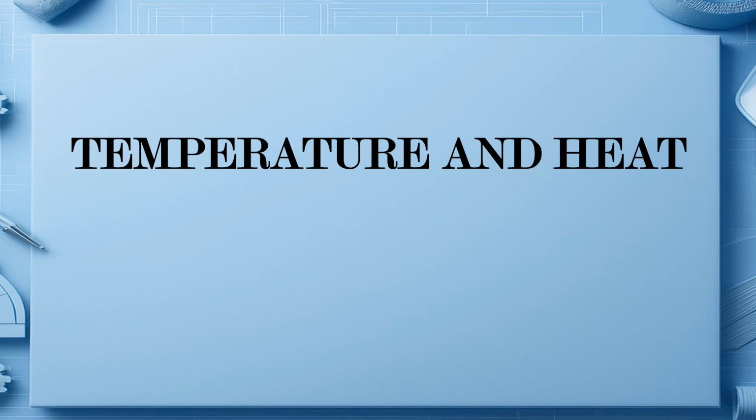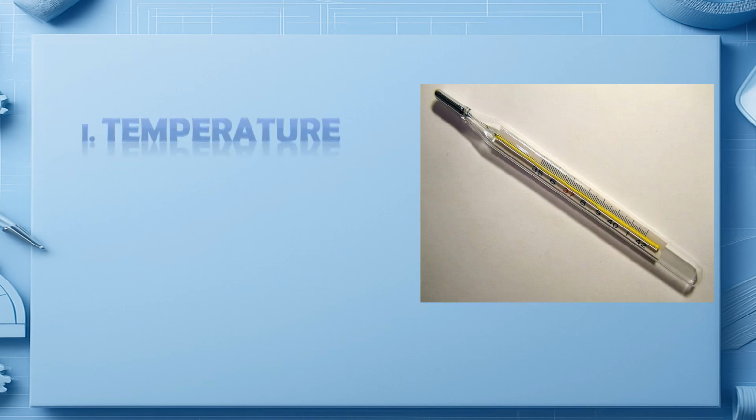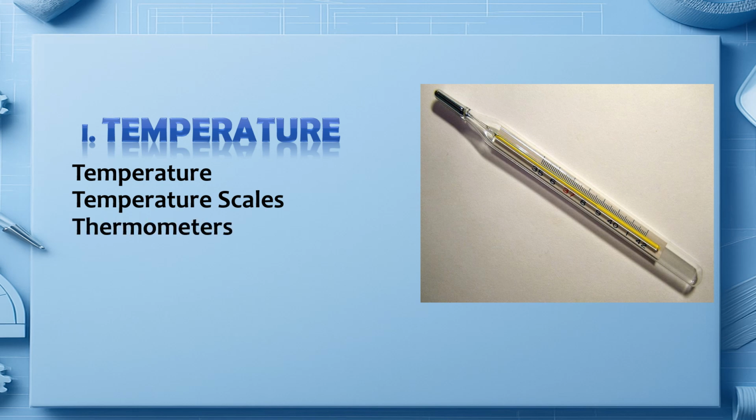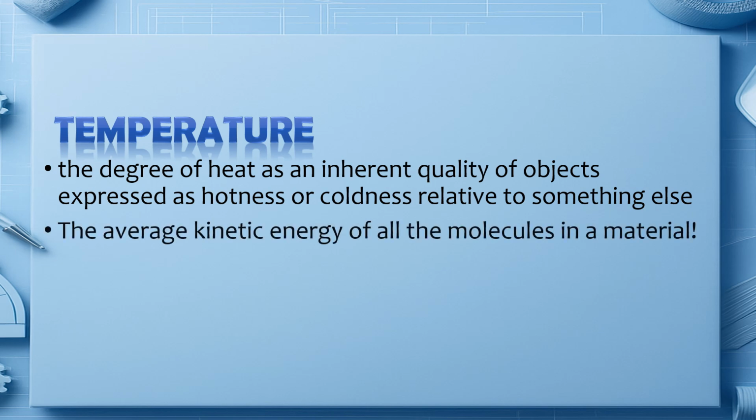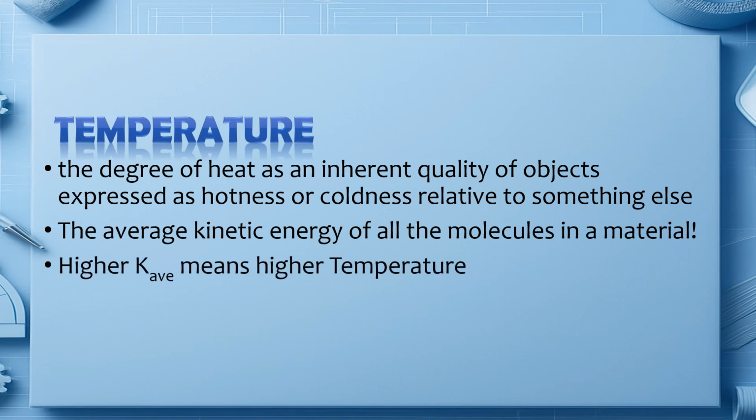Okay, our next topic is temperature and heat. So we have here a thermometer, of course. Under temperature, we have temperature scales and thermometers. So what is temperature? It is the degree of heat as an inherent quality of objects expressed as hotness or coldness relative to something else. It is the average kinetic energy of all the molecules in a material. So the higher the average kinetic energy, the higher the temperature.